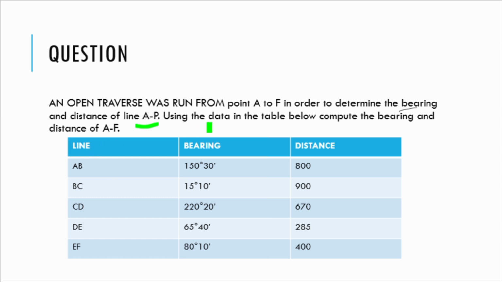So here we are supposed to determine the bearing and the distance of line AF. This is an open traverse, so by joining those two open ends, we are going to determine the bearing and the distance of that line, the line found between A and F. This is A and not P, this is F. So the distance covered between A and F, that is what we are going to do.